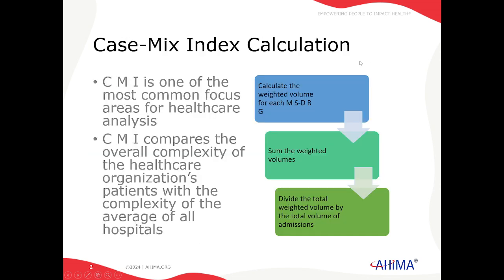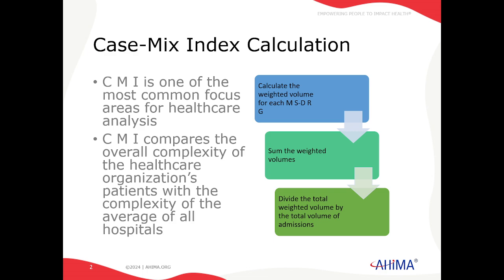Oh, went too far. All right, so let's go back and review, and a lot of this is review from everything that we've done. So we're going to talk about CMI calculations. CMI is the most common focus area for healthcare analysis. It compares the overall complexity of the healthcare organization's patients with the complexity of the average of all hospitals. Remember, it's looking at our MSDRGs, our relative weights. It's looking at resources that are used.